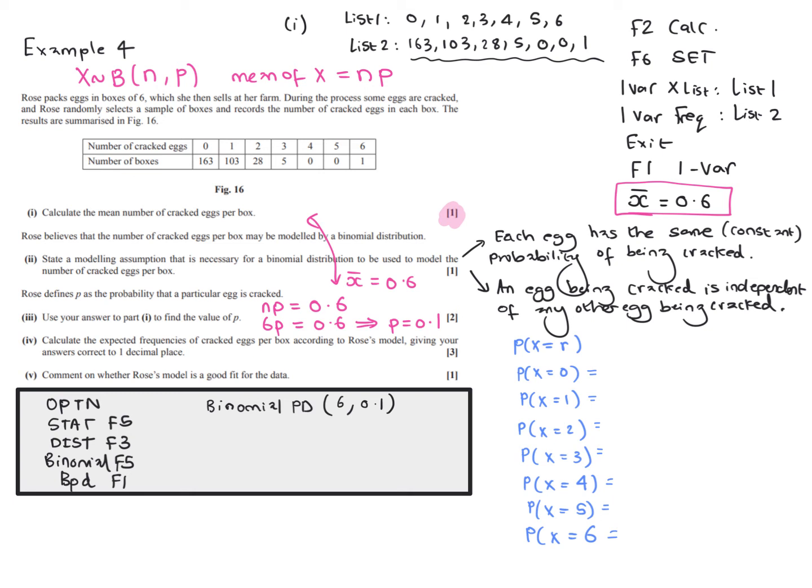Press execute again and a list of probabilities will come up on your calculator screen. You can use the arrows to scroll through them. So the first probability is the probability that there are 0 cracked eggs, which is this value. Then 1 cracked egg, which is this value. 2 cracked eggs, which is this value.